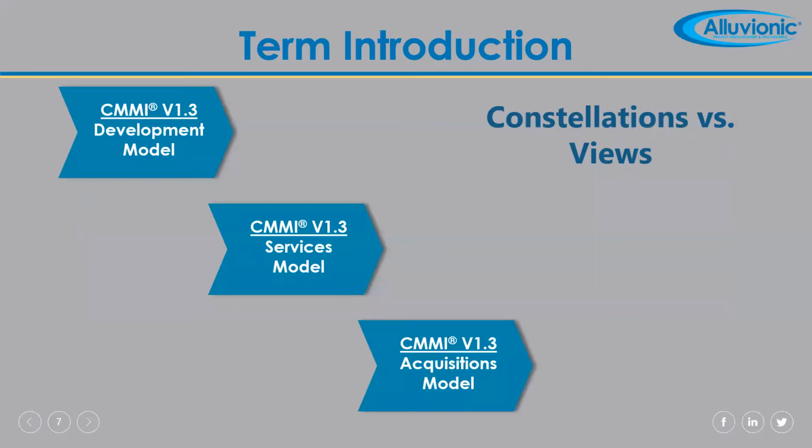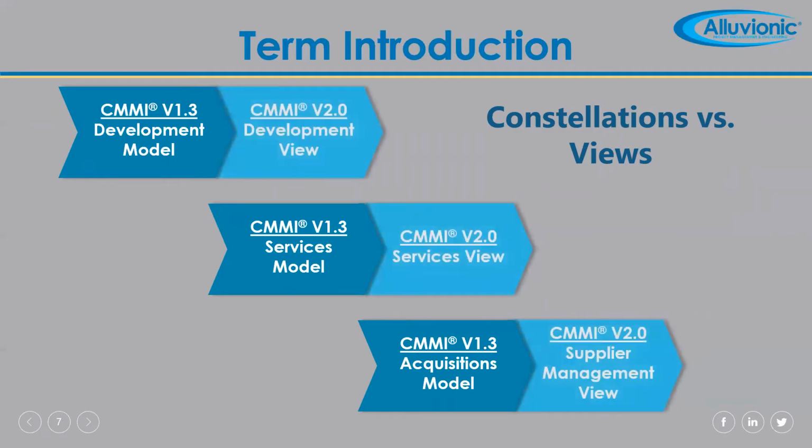Okay, moving into the topic of constellations and views. If you recall, in the previous version, there were predefined representations of the model called constellations. Now, these were used to target specific areas of process improvement, and these were typically what was stipulated in RFPs. They included the constellations of development, services, and acquisition. Now, the new version introduces the term view and defines specific views for development, services, and supplier management. But you can see these are basically synonymous with the old V1.3 constellations as indicated by the arrows.